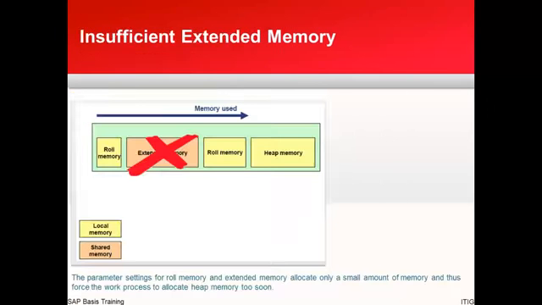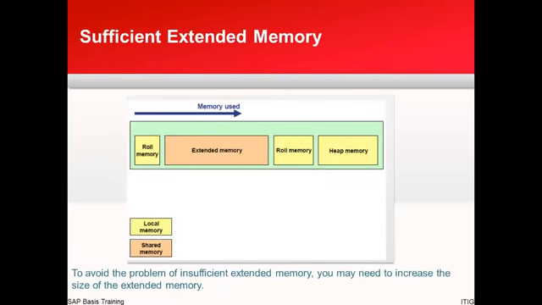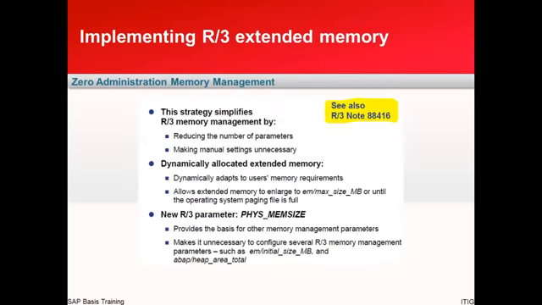Here you can see insufficient extended memory. The parameter settings for role memory and extended memory allocate only a small amount of memory and thus force the work process to allocate heap memory too soon. Then sufficient extended memory, implementing R3 extended memory. Just take note of these parameters and the note number where you can find more details about zero administration memory management.